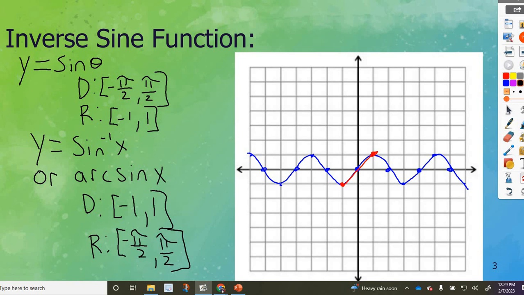Wait, how do you get pi over 2? Or is that just like, here to here? Yeah, did we just decide that was pi over 2, or was that one of the points on the sine graph?